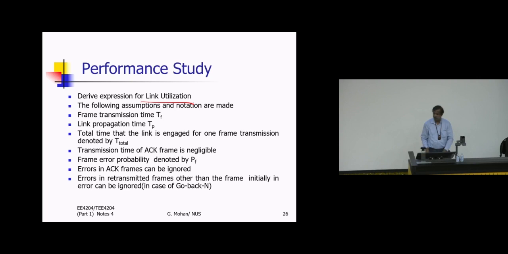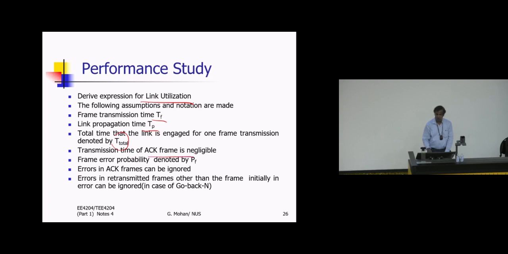That ratio will give the link utilization. We use this notation, frame transmission time as TF. I think earlier we were using TT or something, but in this case we use TF. It's the frame transmission time. TP is the propagation time. And T total is the time the link is engaged. Engaged here means including waiting time and actual transmission time. What's the total time? That we call T total.